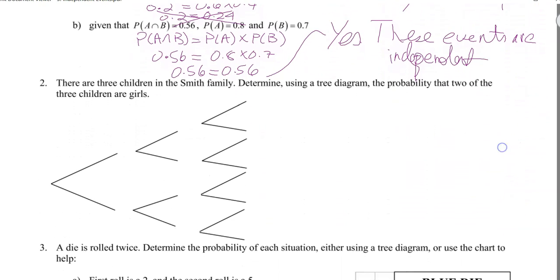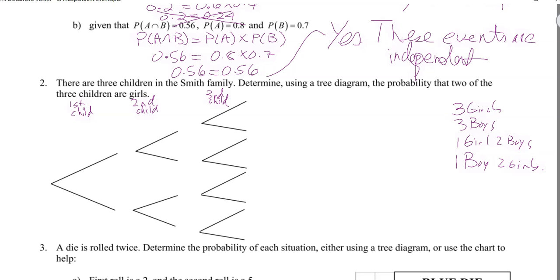There are 3 children in the Smith family. Determine using a tree diagram the probability that 2 of the 3 children are girls. So here's the first child. So this is a case where we really want to list the sample space. As you can say, if I have a family of 3 children, I could have 3 girls, I could have 3 boys, I could have 1 girl and 2 boys. I could have 1 boy and 2 girls. So we could say there's 1, 2, 3, 4 outcomes, right? But there aren't really 4 outcomes. We need to list these.